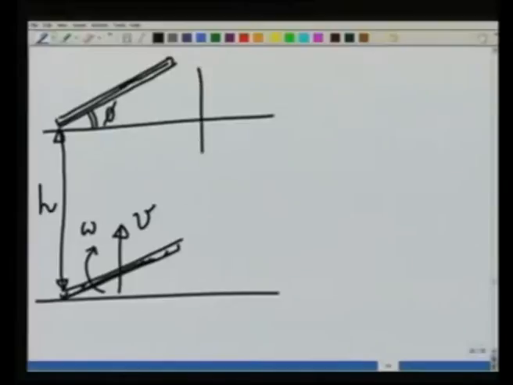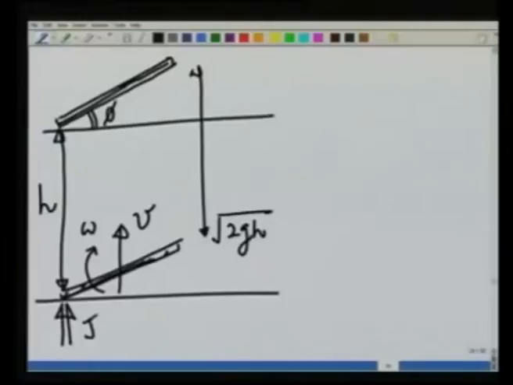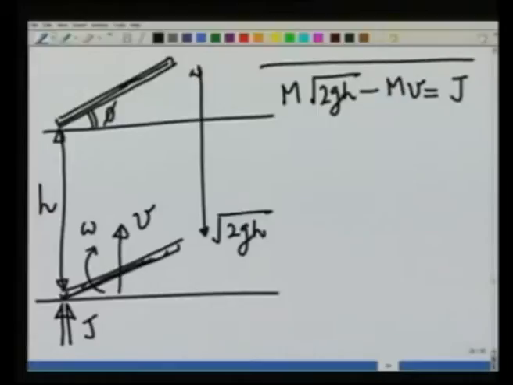When it drops from a height h, when it reaches here, its velocity is going to be the square root of 2gh. And when it hits here, there is an impulse that acts here, let that be called j. So I am going to have the square root of 2gh times the mass of the rod minus mv, this is the loss in the momentum, that should be due to j. That is from the momentum equation.